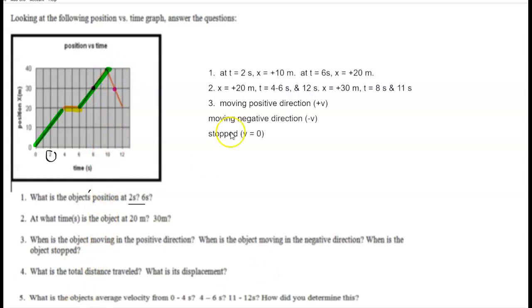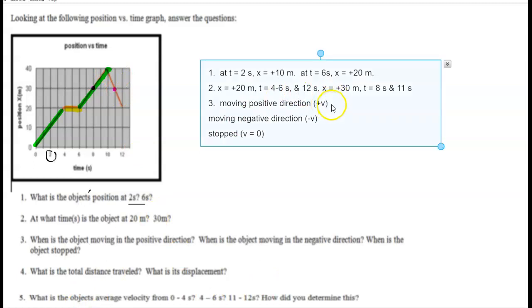So answering the question for the positive velocity part, the times when that occurs are from 0, it looks like, to about 4 seconds, and then from 6 seconds to, we're going to say that's 10 seconds, even though on the graph it's a little bit shorter.